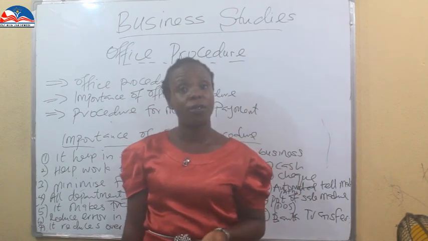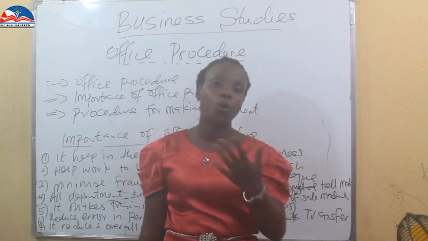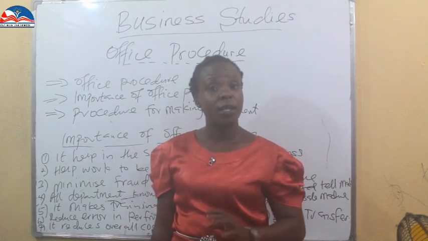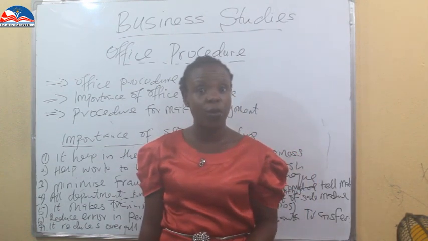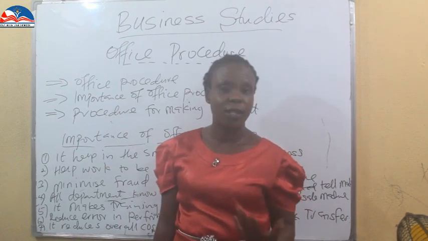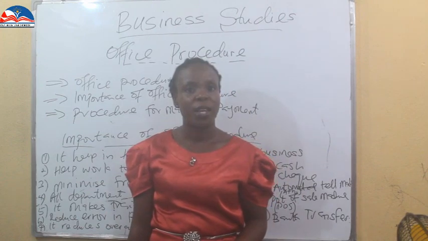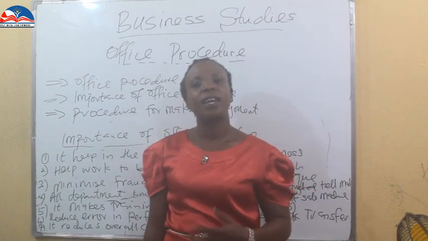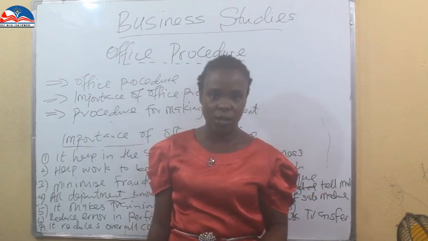Since we know every organization has their own procedure, your organization may have its own procedure. My organization may have their own procedure. Organization C might have their own procedure. So it depends on what works for you. It depends on what is attainable to you. And it is not rigid, it is flexible. If you see that procedure A is not working well, you can adjust and adapt to new changes. So that is office procedure. It is a systematic way of doing things. It is the laid down rules of carrying out activities in the business or in the organization.